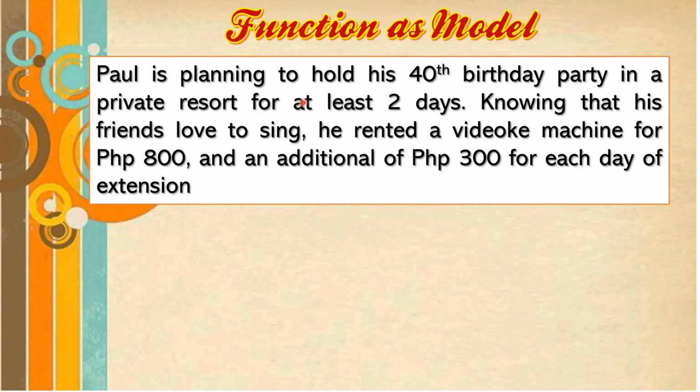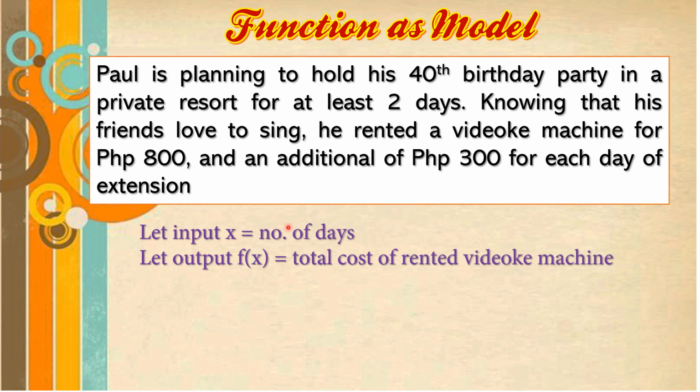Next, Paul is planning to hold his 48th birthday party in a private resort for at least 2 days. Knowing that his friends love to sing, he rented a videoke machine for 800 pesos and an additional 300 pesos for each day of extension. And since we're talking about renting, the input would be the number of days and the output would be the total cost of the rented videoke machine. So here is the function model based on the problem.